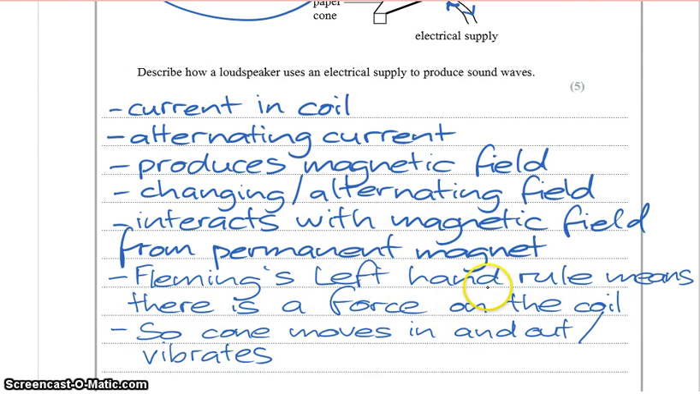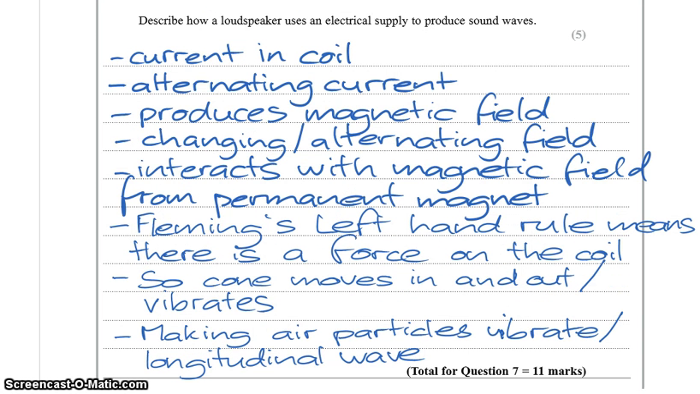So as I've said there, Fleming's left-hand rule means that there's a force on the coil, which means that the paper cone that the loudspeaker is made out of will move in and out, backwards and forwards, or vibrates. So then the final marking point is that the force on the cone is going to make the cone vibrate, which is going to make the air particles in front of the cone vibrate, which is the longitudinal wave that we know as sound. There's about 8 or 9 points that you can have there, and obviously you just need any 5 of those to score 5 out of 5 for that question.